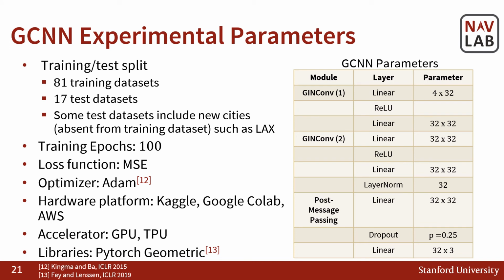Here are some of the key experimental parameters. We use about 81 training datasets and then test our approach on 17 test datasets. Note that some of these test datasets include new cities that are absent from the training dataset, with Los Angeles being an example. We train our approach for about 100 epochs using a mean square error loss function and Adam as the optimizer. We trained and tested our approach using multiple hardware platforms and multiple accelerators. The design of the GCNN and the entire learning-based approach was done using the PyTorch Geometric library. Some of the key GCNN parameters are listed on the right for your reference.